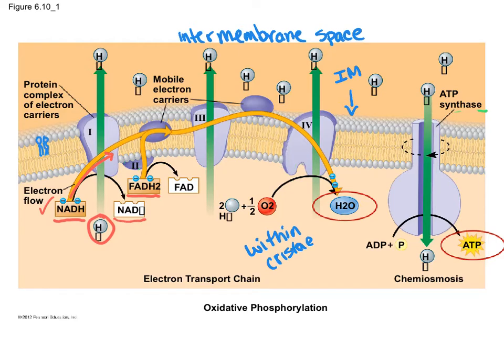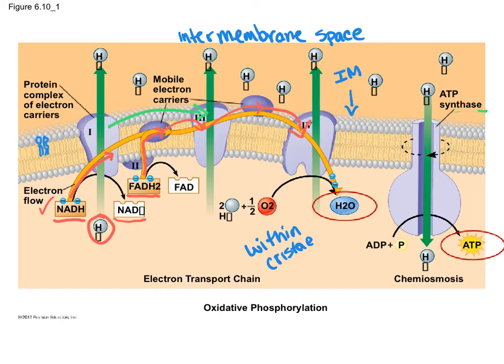And FADH2 does the same thing. It drops off its electrons to one of those proteins in the transport chain. And from there, those electrons just go from one protein to the next. So this is essentially that electron transport chain. And at each point when electrons get transported from one protein to the next, energy is released.